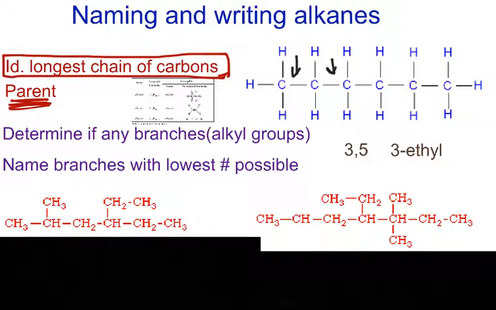Moving on. Once we've established a parent chain, we may find that there are some branches, which are also called alkyl groups. If we find any branches or alkyl groups, those will get a YL ending, and we'll talk about it in a second. Also, when we're naming our branches, we want to use the lowest number possible. So we have a choice of counting from either direction to get the lowest number possible for our branches or our alkyl groups.